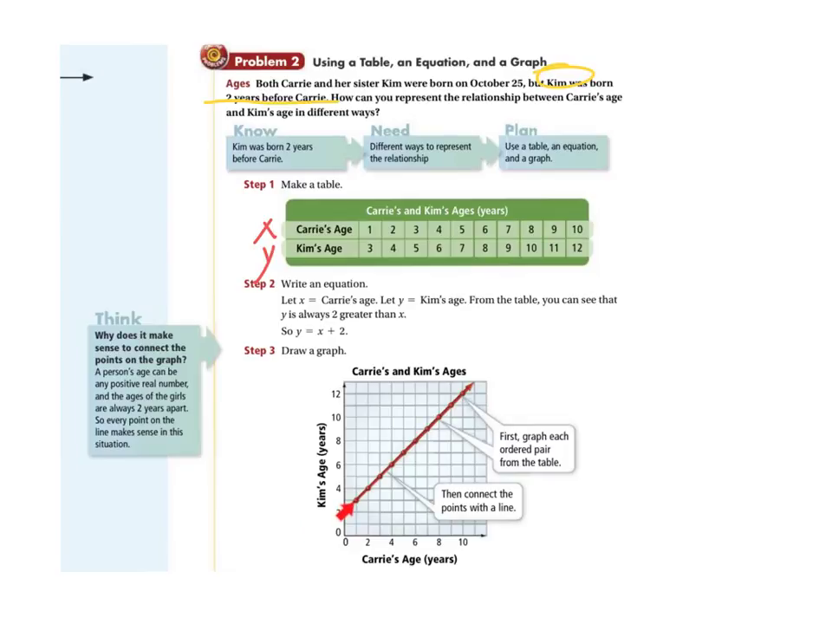So again, then we have the point (0, 3), the point (2, 4), the point (3, 5), and so on and so forth. So again, notice we have a table, an equation, and a graph. That's what we're looking for, all those things. And you'll have homework just like this. In fact, today's will require you to do that.